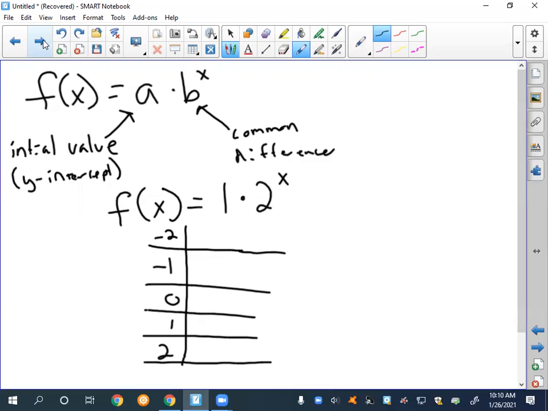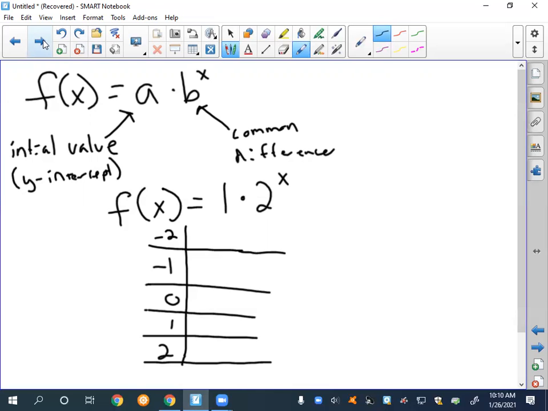Okay, so our first example, you're going to go ahead and write that one down. That first example would be f of x equals 1 times 2 to the x, 2 to the x. Okay. And again, we're not going to worry about graphing them today. We're going to worry about putting them in charts, or tables, I guess you'd say. So tomorrow we can graph them. Okay. If you put it in the table, it's really, really easy to graph.